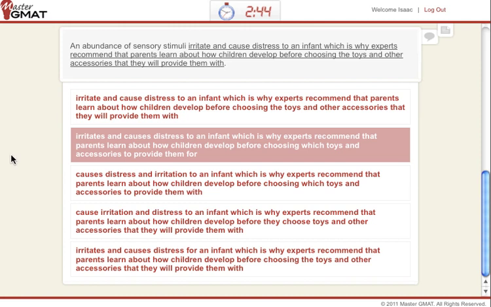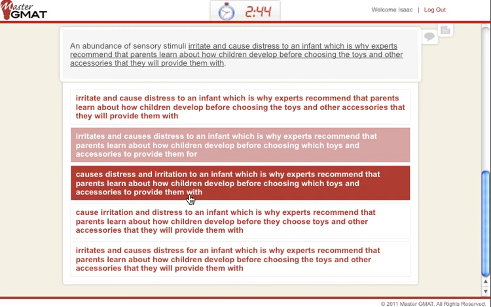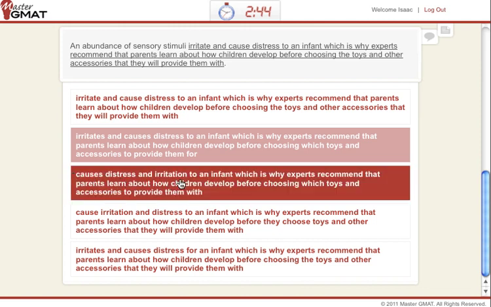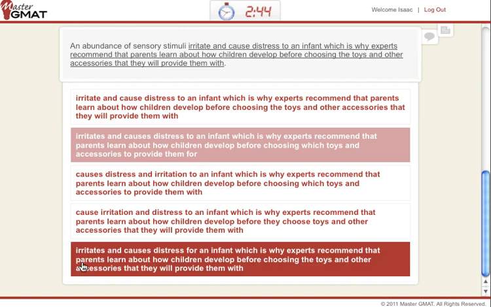Now, we're left basically with C and E. Now we know that provide them with is the same in both of them. The correct idiom is to provide them with, indeed, as is the original sentence. What else is different between C and E? Well, if you actually pay attention to the beginning, it says causes distress and irritation to an infant versus irritates and causes distress for an infant.